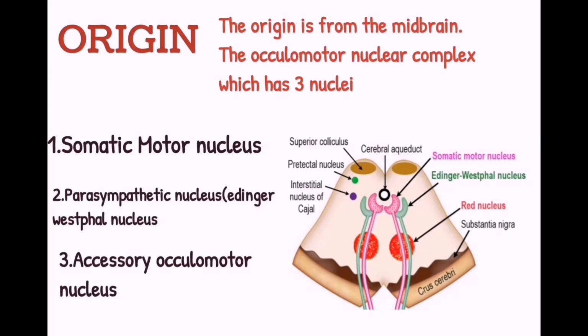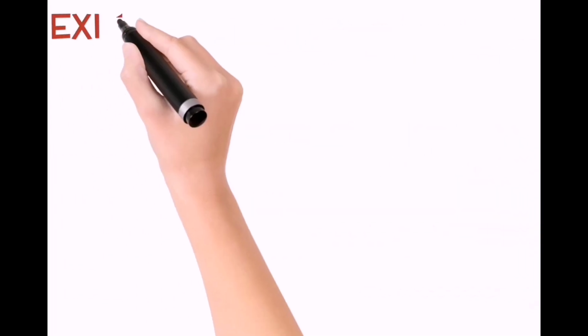In this picture, the green dot is representing the pretectal nucleus and the purple dot is representing the interstitial nucleus of Cajal. What does the pretectal nucleus do? It is involved in the light reflex center. And what does the interstitial nucleus of Cajal do? It is involved in the upward and downward gaze, the vertical gaze center, right? So in this picture, the pink one is the somatic motor nucleus, the green one is the Edinger-Westphal nucleus, and the small 2 dots, the green one is the pretectal nucleus and the purple is the interstitial nucleus of Cajal, and that's it.